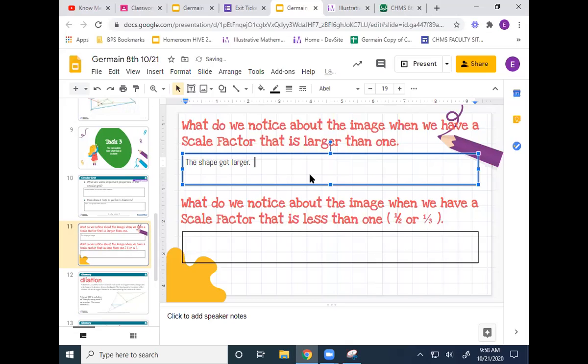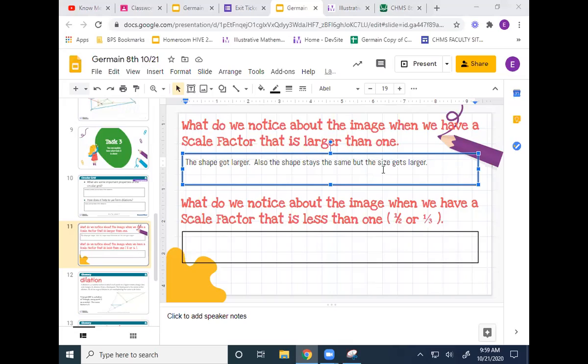Good. And also, the shape itself stays the same, but the size changes. The shape stays the same, but the size gets larger. Okay, so the shape itself stays the same, but the size gets smaller or gets larger. Good. Now, oh, sorry, go ahead.